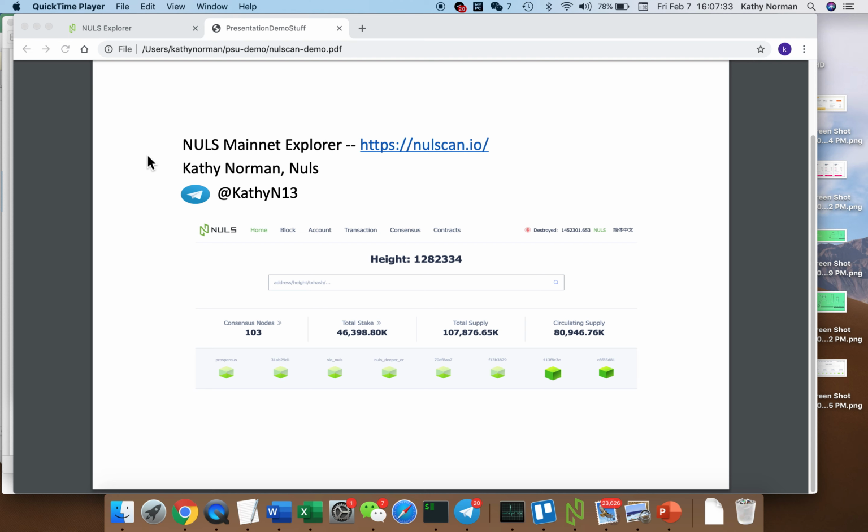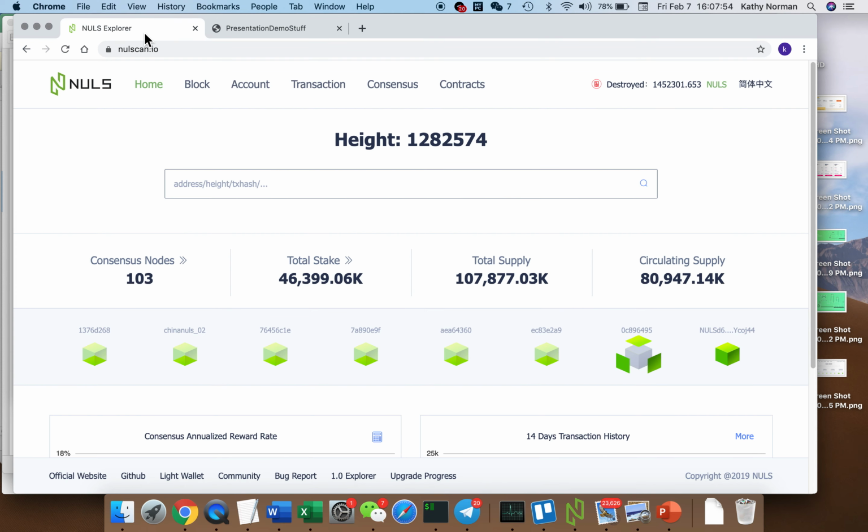Hey, good afternoon. My name is Kathy Norman, and today I'm going to talk to you about the NULS Mainnet Explorer. The NULS Explorer reports on all activities affiliated with the blockchain. In the case of NULS Scan, it's going to report on our production blockchain environment. So let's go over and take a look at it.